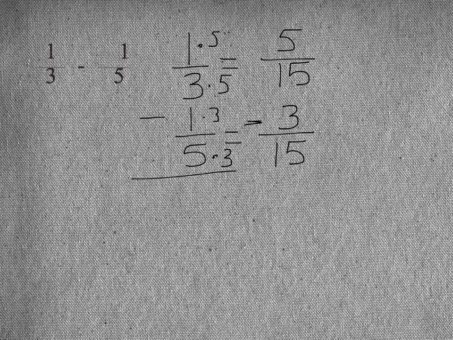And now I'm going to bring my subtraction sign over. 5 minus 3 is 2 with the common denominator of 15. Did you get 2/15? Did that make sense? In this case, in both cases, we had to show multiplying the denominator and numerator by numbers.